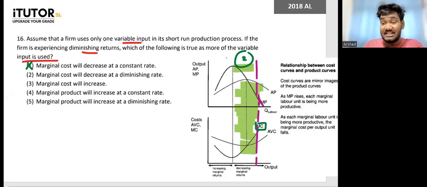Marginal cost will decrease at a diminishing rate. So decreasing at a diminishing rate means increasing, right? Therefore, that is also gone. Marginal cost will increase. Third one.